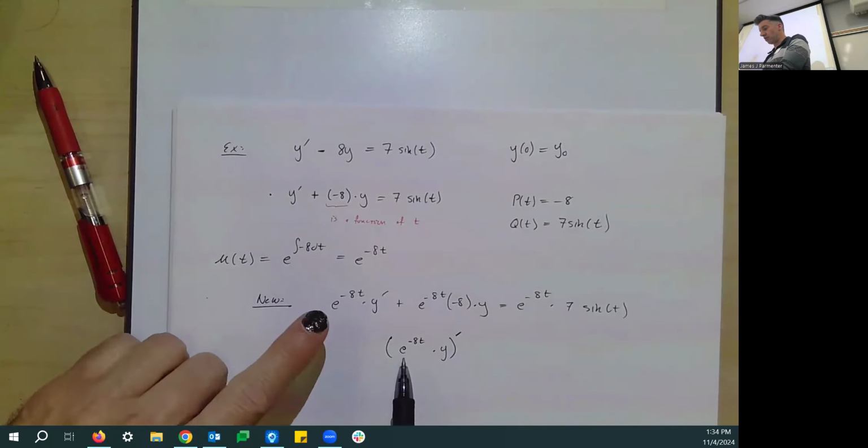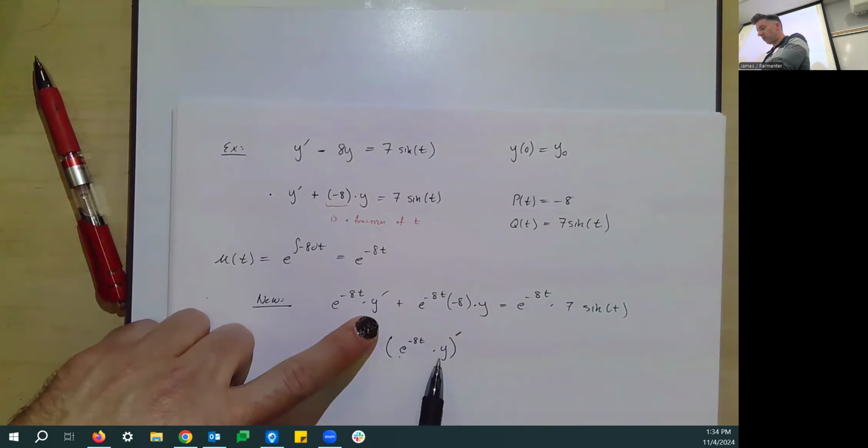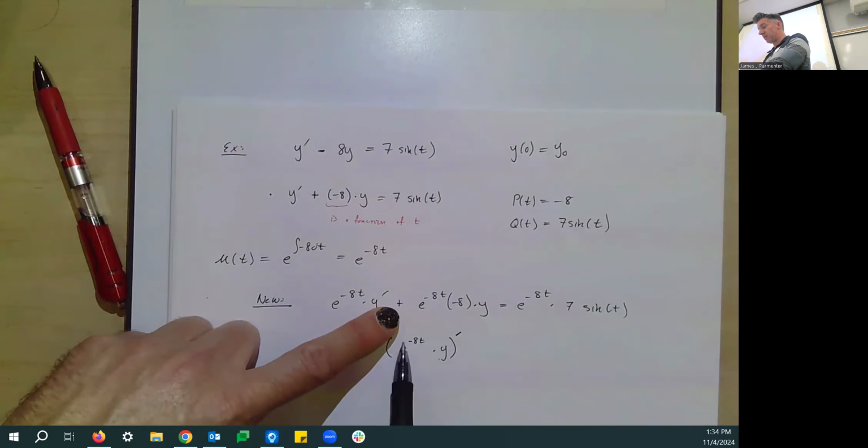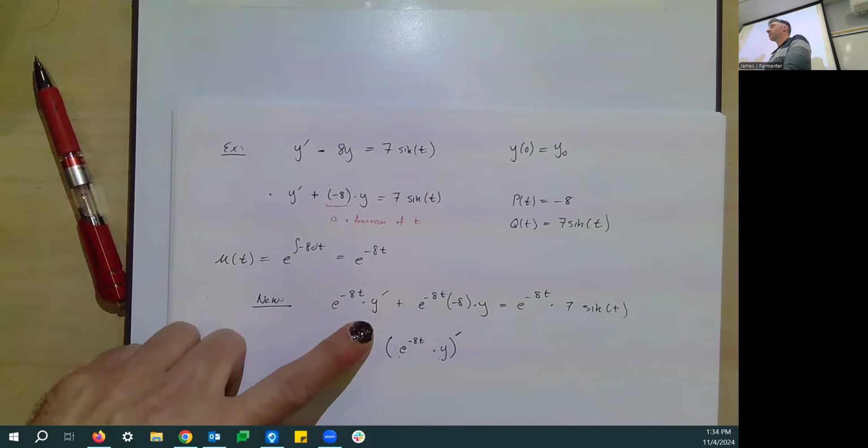Because it's not the derivative of this times the derivative of that. Okay, so e to the -8t times y prime, plus then you take the derivative of e to the -8t, and you exactly get e to the -8t times the derivative of -8t times your y left alone. Every time.